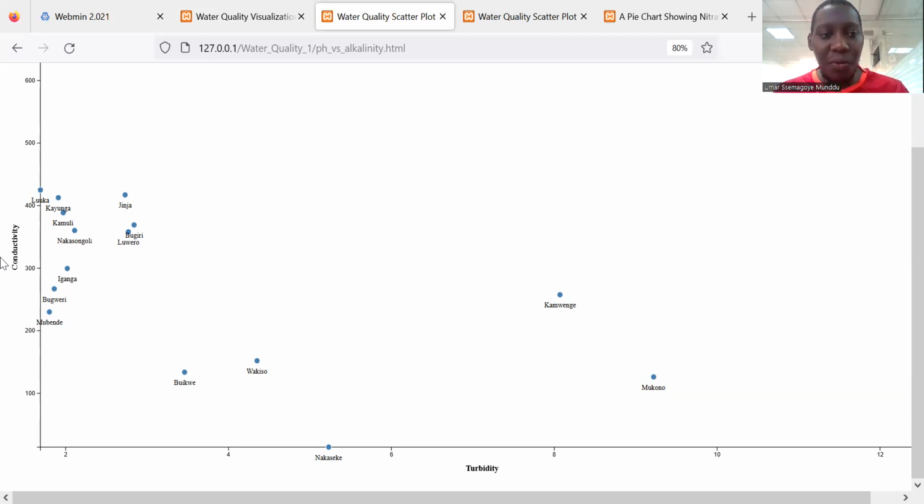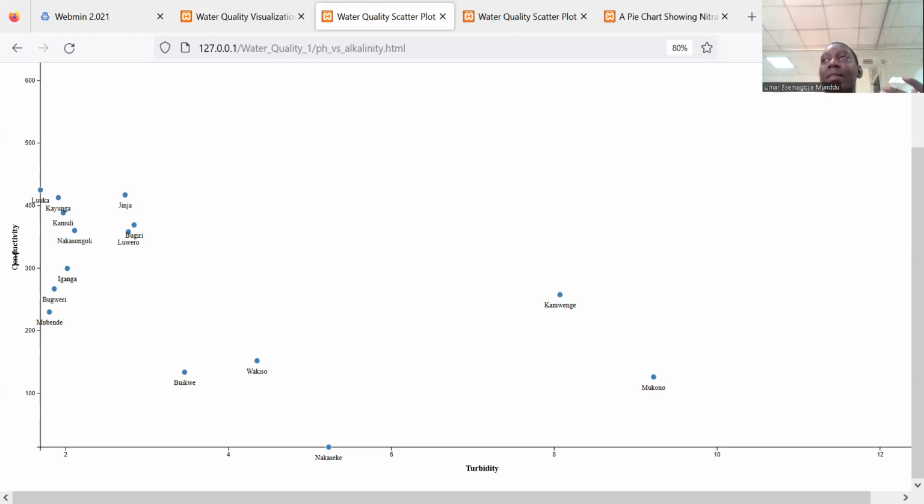And you realize that overall, the scatter plot provides a visual representation of the relationship between turbidity and conductivity in different districts. It helps identify the patterns, trends, and potential insights into the water quality parameters being analyzed. Further analysis and interpretation can be done by considering additional factors, domain knowledge, and specific research objectives.